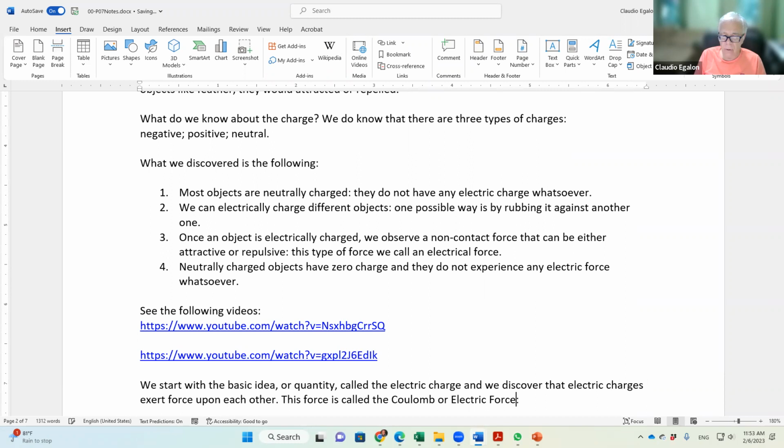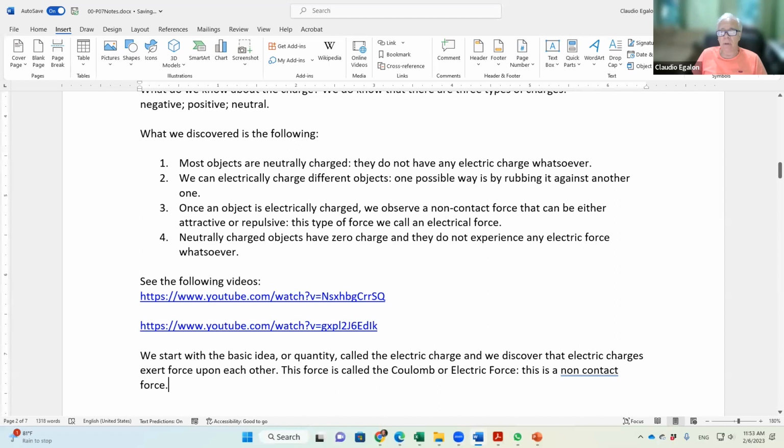This is a non-contact force, okay? It doesn't require any contact between objects to perceive this type of force. And it gives rise to our first law of electricity and magnetism, the Coulomb's law. Coulomb's law can be written in a formula.